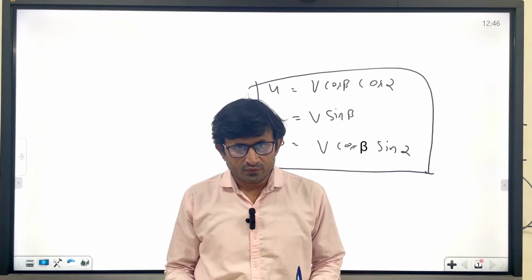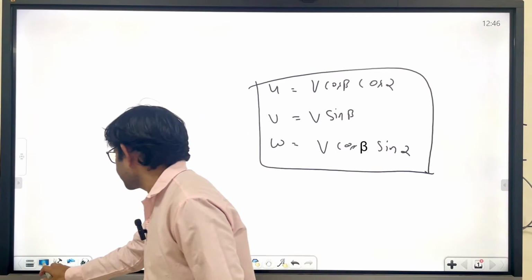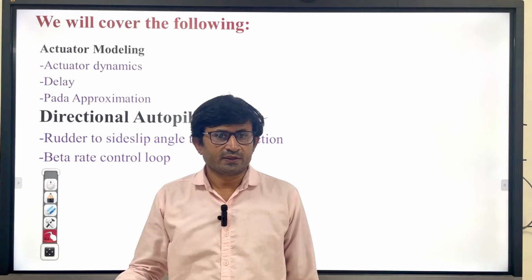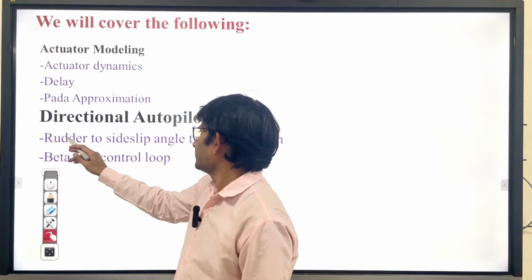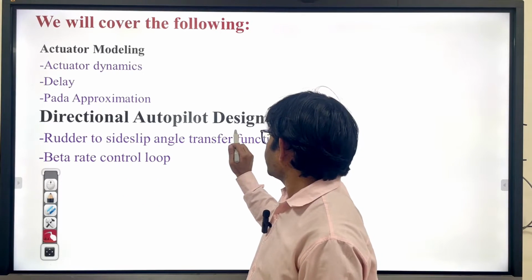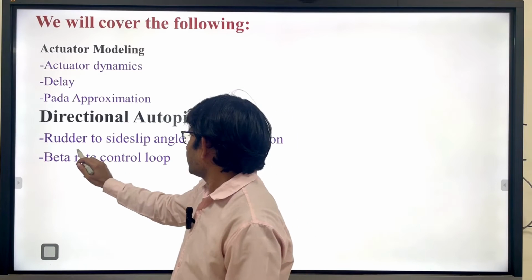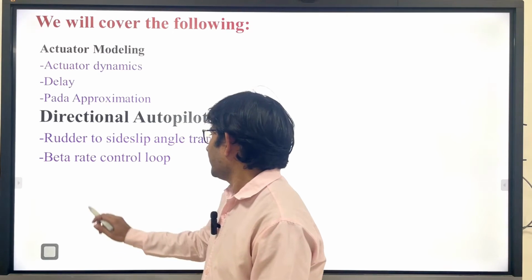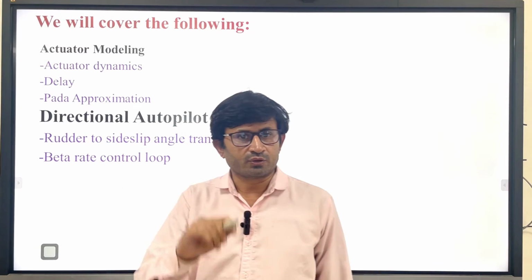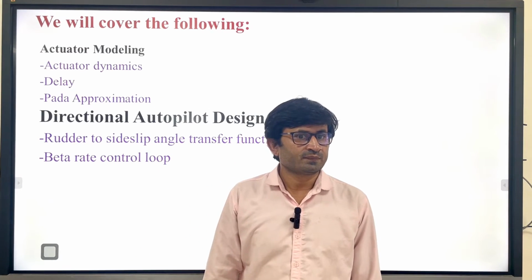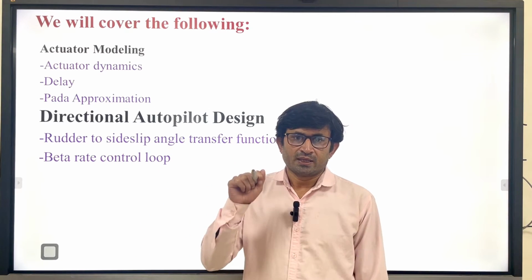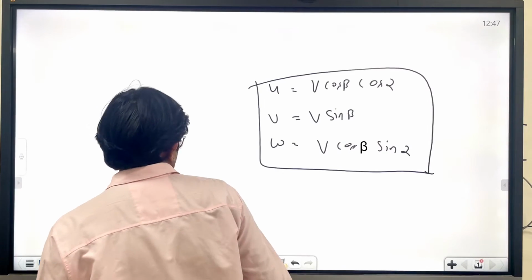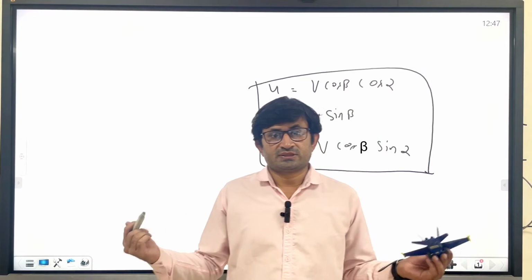In this class, first we will look at actuator modeling, which we have already discussed, and the same procedure will be applicable here as well. In the directional autopilot design, we will take the rudder to side slip angle transfer function. Side slip angle means beta only. Then we will discuss the beta control loop and control architecture. The first step is to write the dynamic equation and then obtain the transfer function. So we will look for the equation where the side slip angle appears.